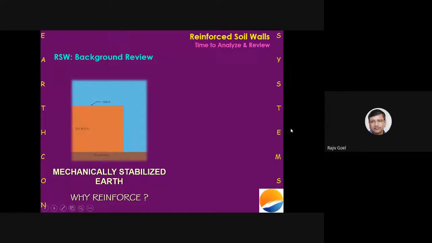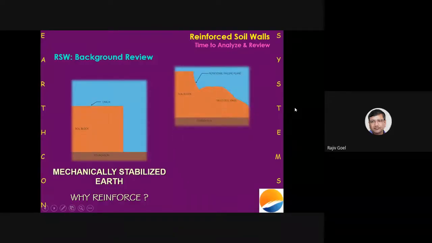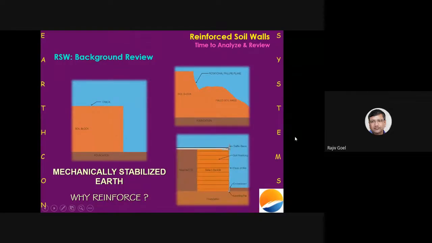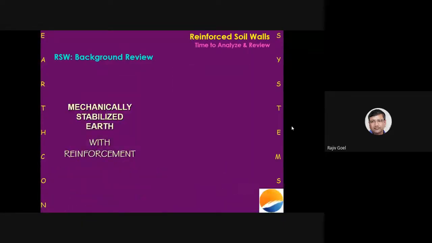Proceeding further, we all understand that if we want to make a vertical cut in a soil, it is not possible to do so, because the moment you do that, a crack would develop and the soil mass would slide out, or there would be a rotational failure. But this can be avoided by putting tensile reinforcements, and that's the basic principle of reinforced soil wall.